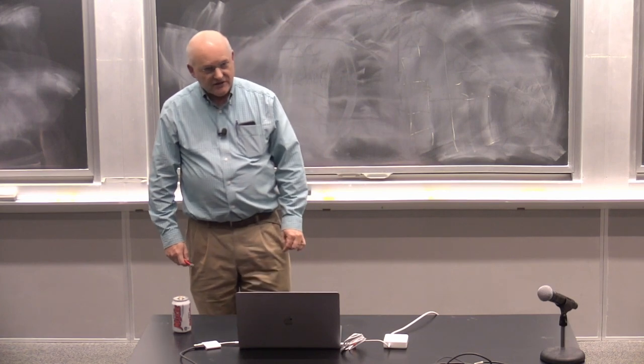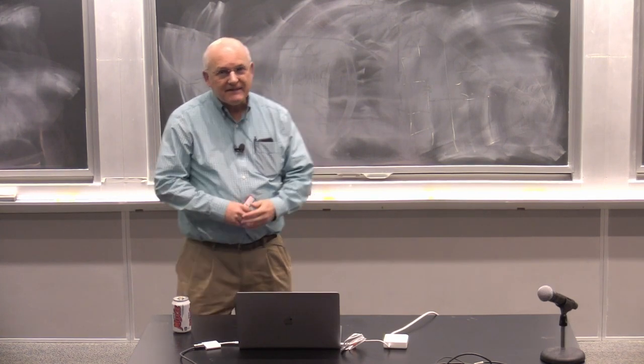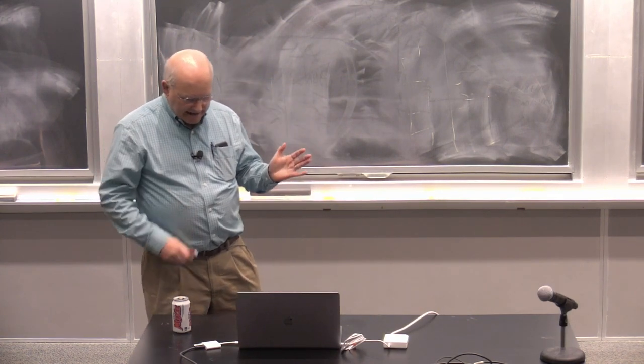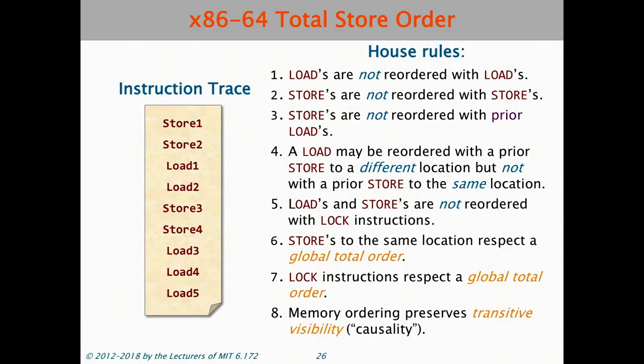Okay. But it's not as if all bets are off. In fact, x86 has a memory consistency model they call total store order. Here are the rules. It's a weaker model, and some of it is kind of sequentially consistent. You're talking about what can be reordered.